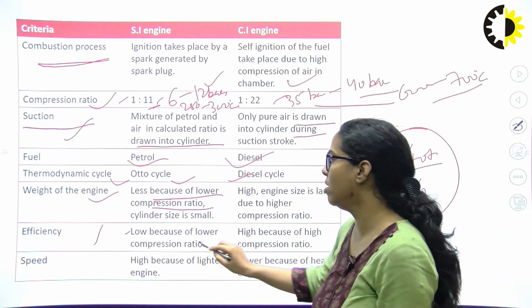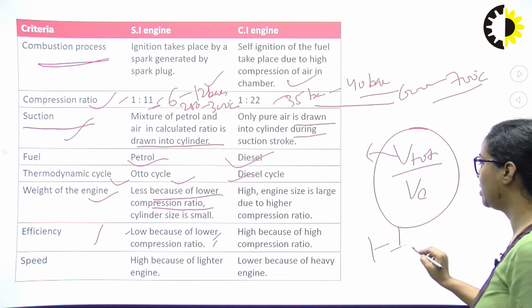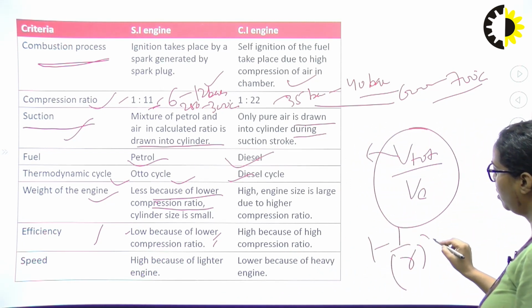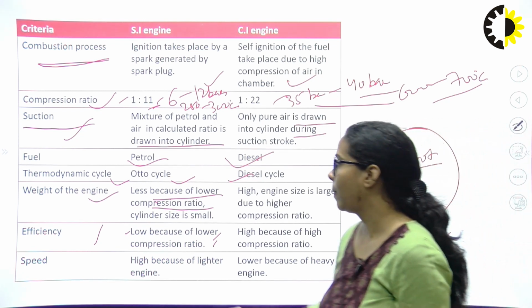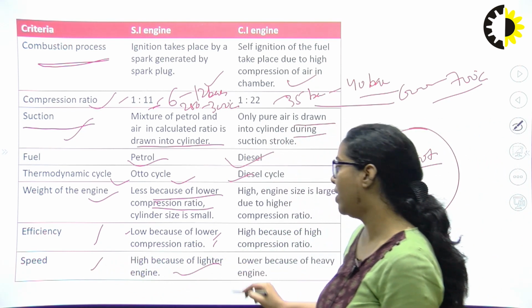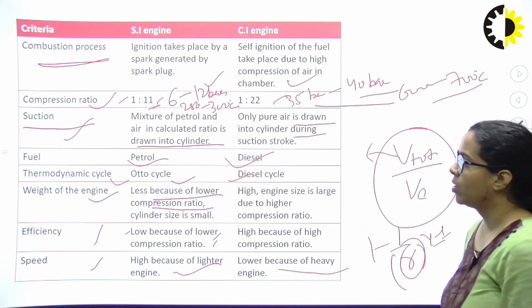Efficiency is lower because of lower compression ratio, because the formula for SI engine is 1 minus 1 upon r to the power gamma minus 1. R is nothing but the compression ratio. Speed is high because of lighter engine, and in CI engine it will be lower because of heavy engine.